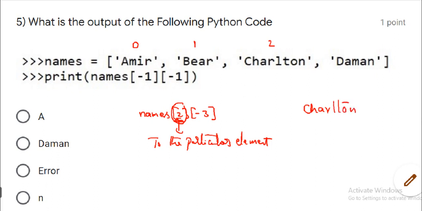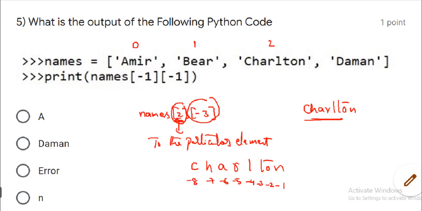Charlton. So again it is a sequence. The element at 2 is C H A R L T O N. In that sequence, you want the character at -3. -3 means reverse indexing, that means you are coming from the backward direction. When you come from the backward direction, this is -1, -2, -3, -4, -5, -6, -7, -8. So what is the element at -3? The element at -3 is T.